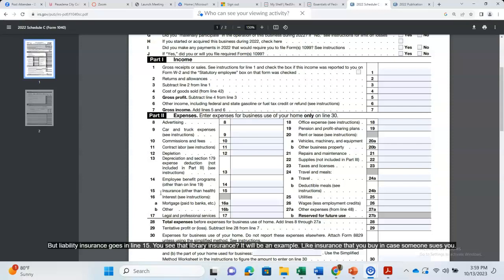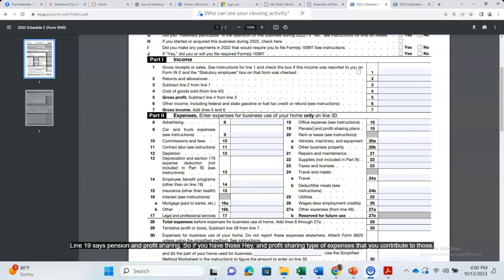But liability insurance goes in line 15. You see that, liability insurance? What would be an example of liability insurance? Insurance that you buy in case someone sues you. What about even car insurance? Car insurance goes there. So if you have liability insurance and automobile insurance, you have to create 2 line items, but combined it goes in line 15. What if you have employees? Health insurance, line 14. Oh, that's the benefit, okay. Line 14.